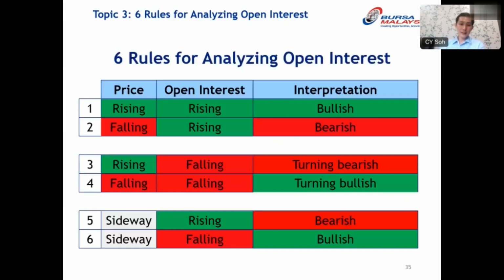All right, so here you can take your phone to screenshot this page. Here are the 6 rules for analyzing open interest. You just need to familiarize yourself with rule number 1 until rule number 4. When it comes to interpreting, analyzing or even reading the market, rule number 1 until rule number 4 is more than good enough already. These 4 patterns are actually good enough.